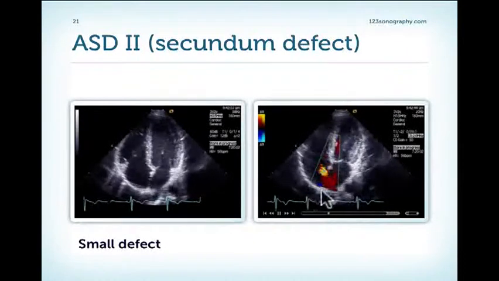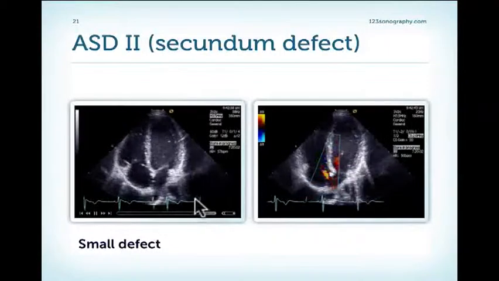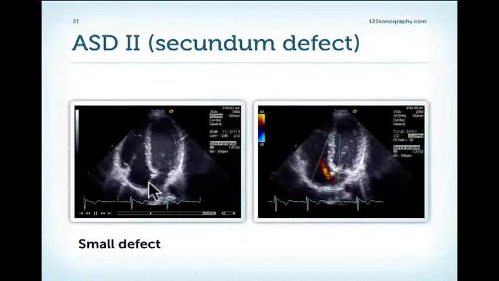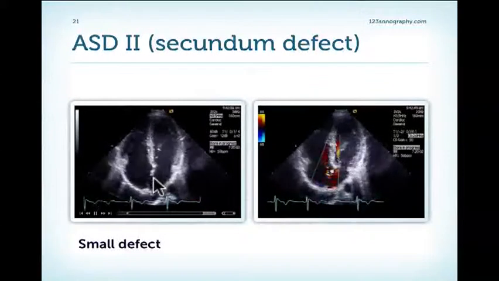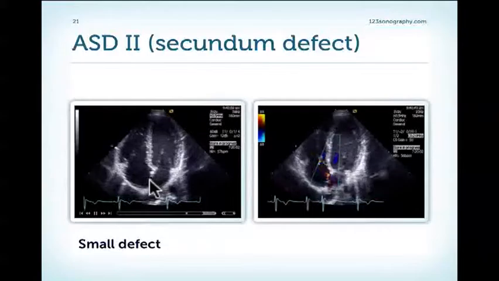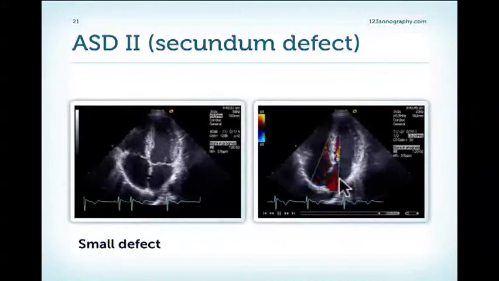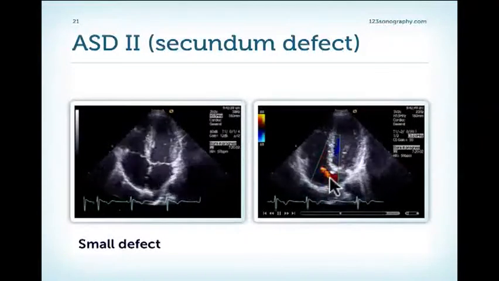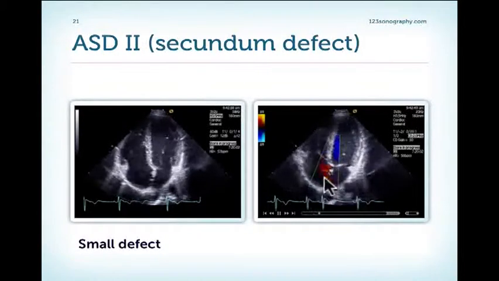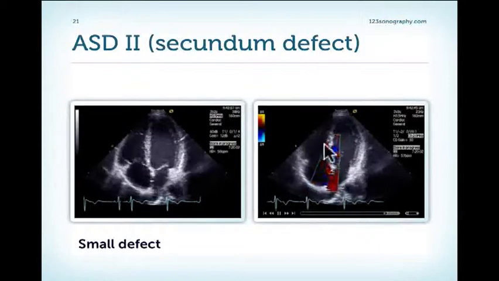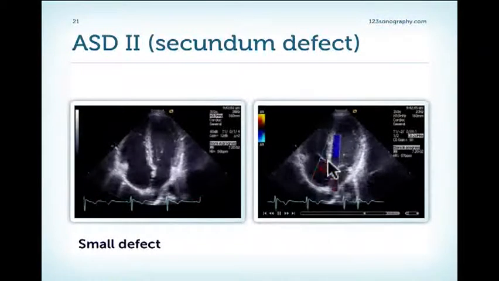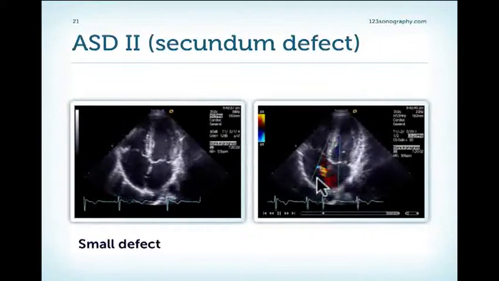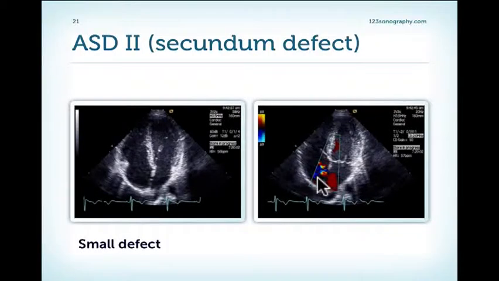Here a typical example of a secundum defect. It's not 100% clear from the 2D image that there is indeed a defect. This could also be a dropout here in this view, but with color Doppler we can nicely confirm that there is a rather small defect, and this is consistent with the right ventricle, which is not really significantly enlarged, because this small shunt doesn't really cause significant right ventricular volume overload.